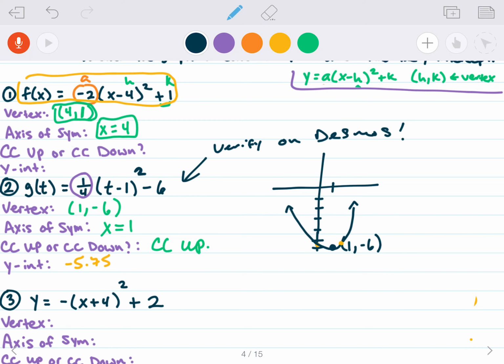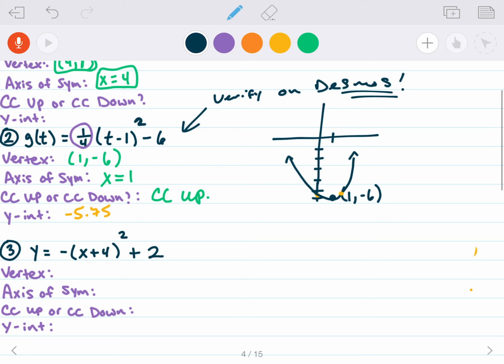It's such a handy tool for this kind of stuff. So, all right, there it is. Now let's do this next example.